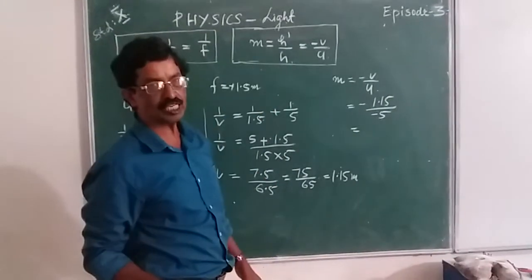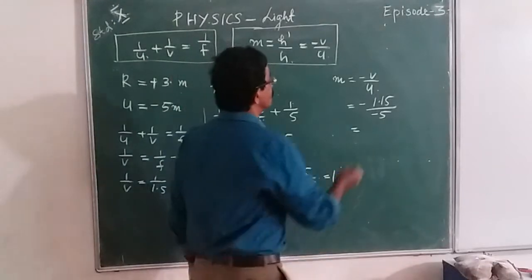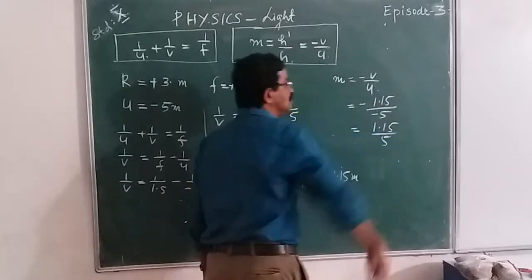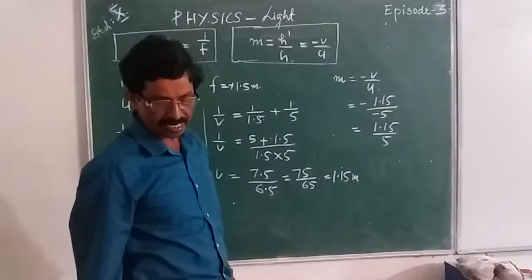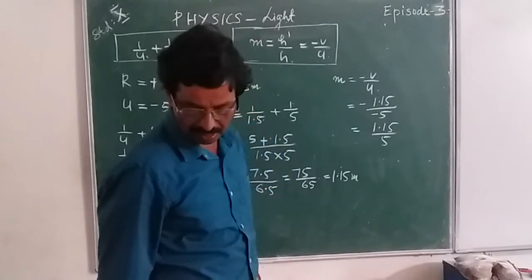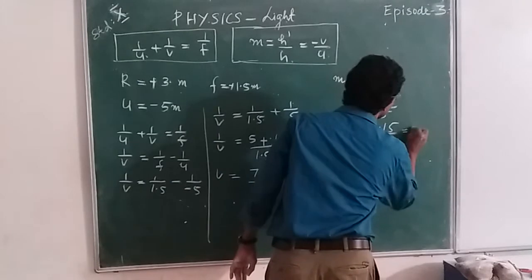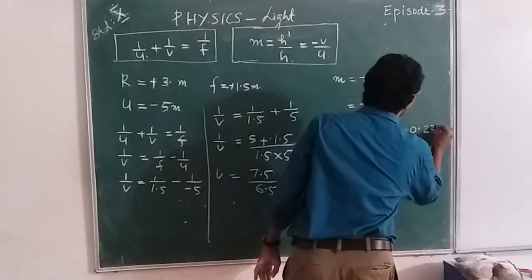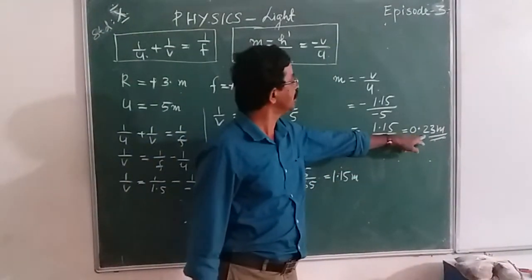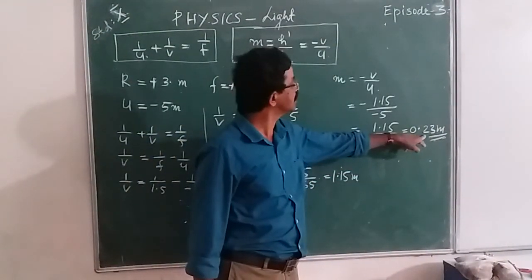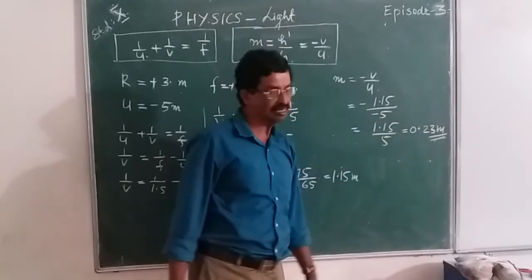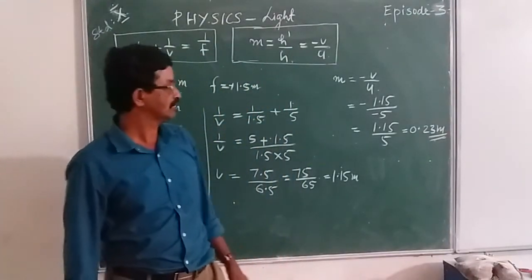Now minus by minus it will become plus. Now its value is 1.15 divided by 5. Minus by minus it becomes plus. And its value when we simplify we will get as 0.23 meter. Here the unit is also not magnification. Here only the height of the image is obtained. Its height is how much? 0.23 meter. That means the image size becomes smaller in this case.